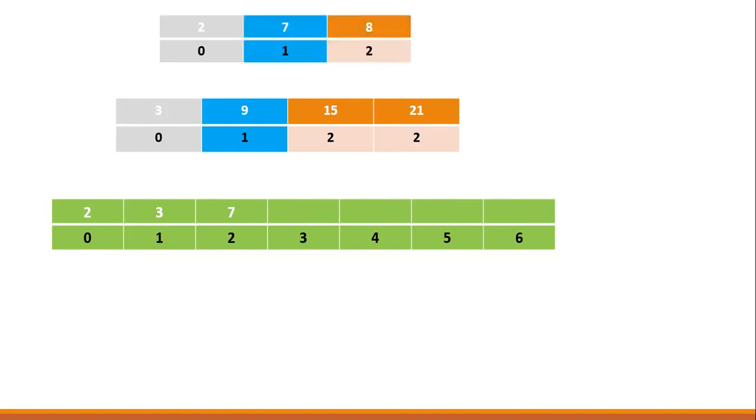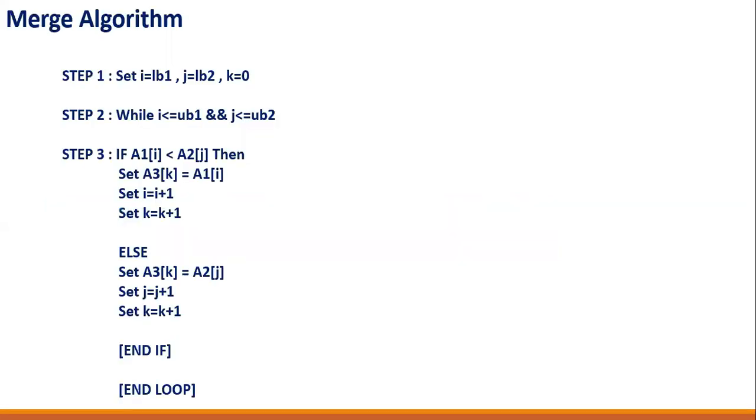Also, what we saw is that the comparison always starts from the lower bound of array 1 and the lower bound of array 2. Okay, and then it moves ahead until the upper bound of both the arrays. Okay, fine. Now, we will go very slowly and understand each and every step properly.